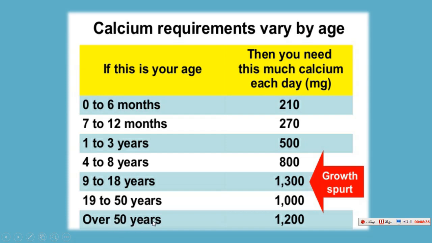So this is why over 50 years this age group needs more calcium, because bone resorption in this age group is more than the bone formation. So they need a high amount of calcium per day. And also in the teenager 9 to 18 years, this is the growth spurt, the highest requirement of calcium.